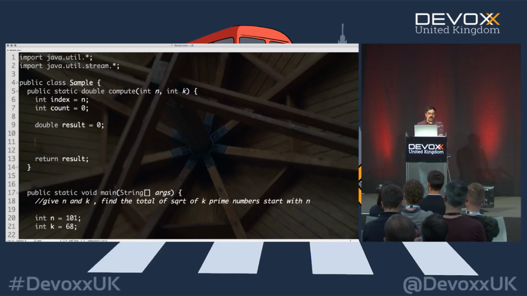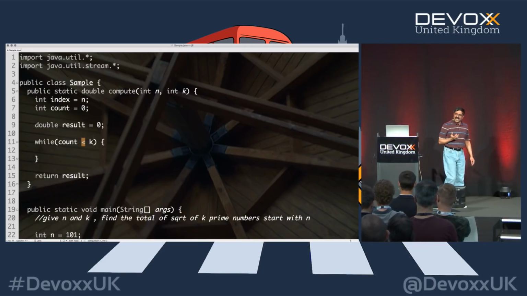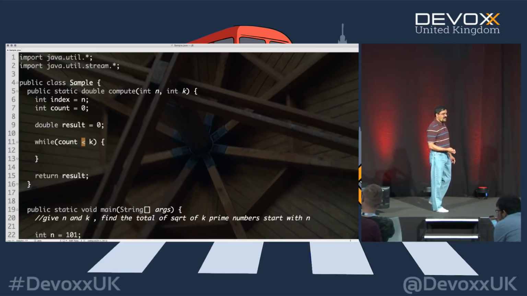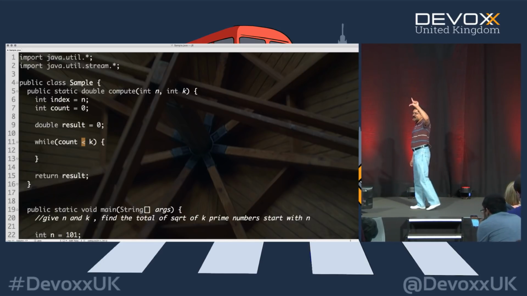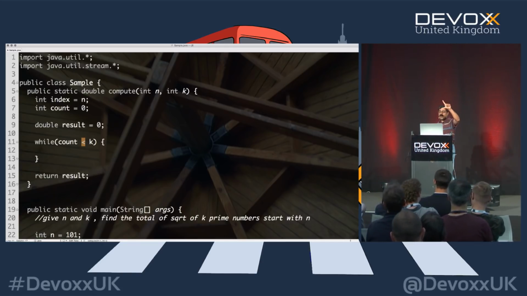Then you say, while count is less than k. At this point, you come to a screeching halt and ask the question, is it less than or equal to? Do you ever ask that question? Every single day. The only purpose of less than in our industry is to make us feel stupid. Because you look at it and say, I'm not sure. Is it less than or equal to?